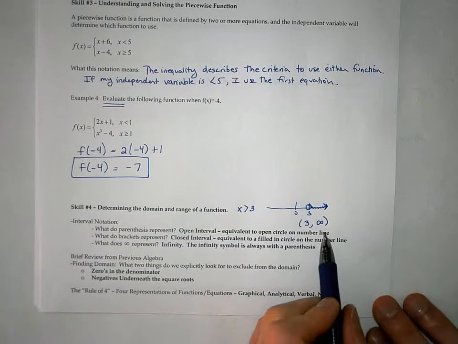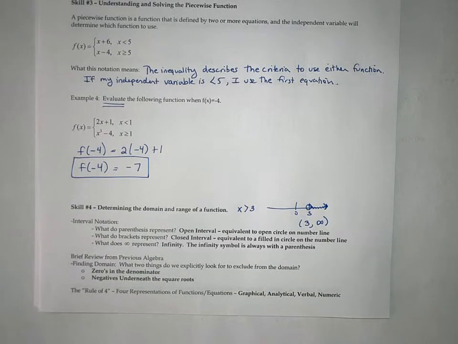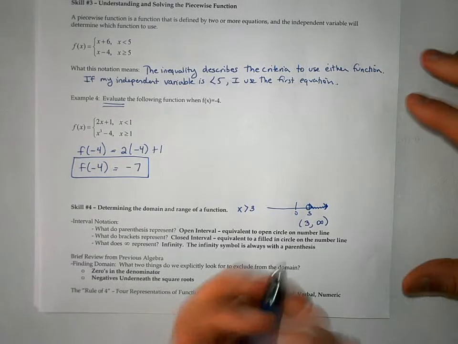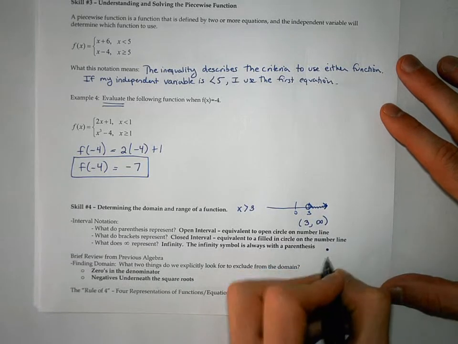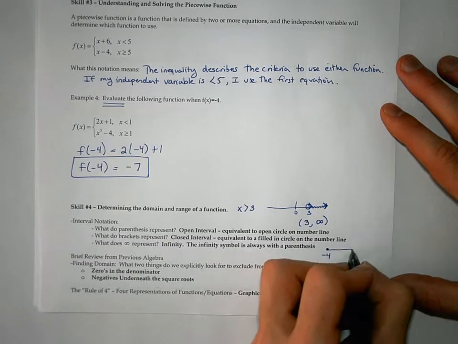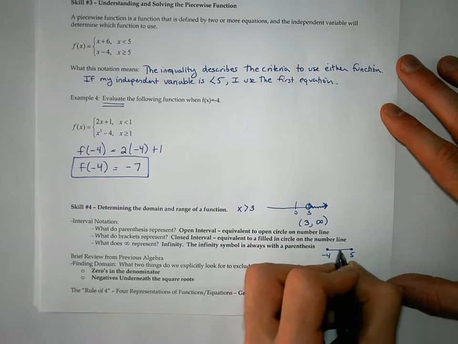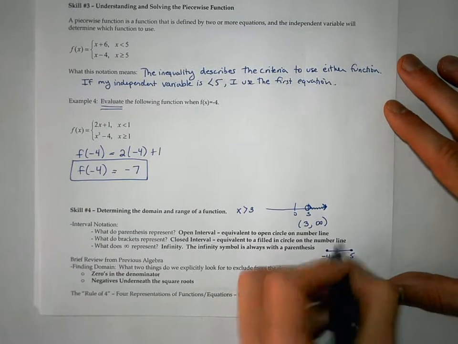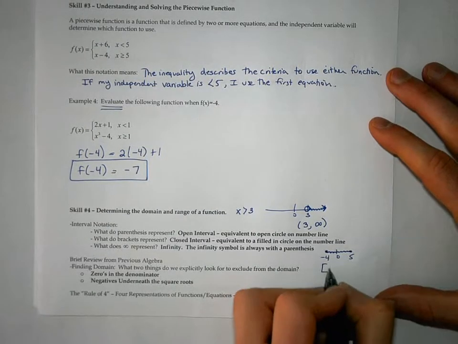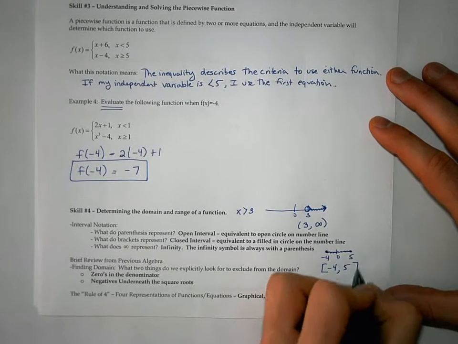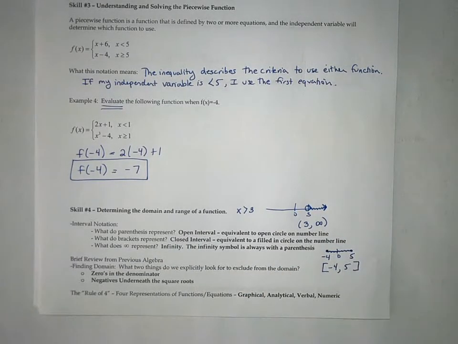We have our starting value, and with infinity, we always end with a parenthesis sign. If I had something on the number line, such as a closed circle at -4, all the way to a closed circle at 5, and my interval was from -4 to 5 with the closed circles, I would have [-4, 5]. Brackets on both sides, indicating it's a closed interval.